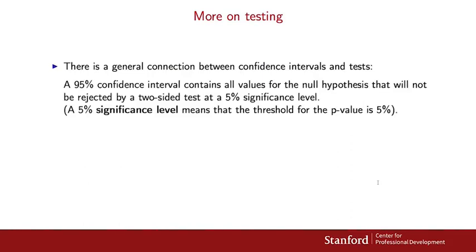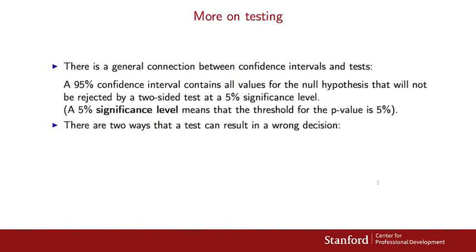It turns out that there's a general connection between confidence intervals and tests. A 95% confidence interval contains all values for the null hypothesis that will not be rejected by a two-sided test at the 5% significance level. Now, that's a difficult statement to digest. The best way to think about this is in terms of the previous example. Rejecting the null hypothesis of 15 is the same as saying 15 is not in the confidence interval.